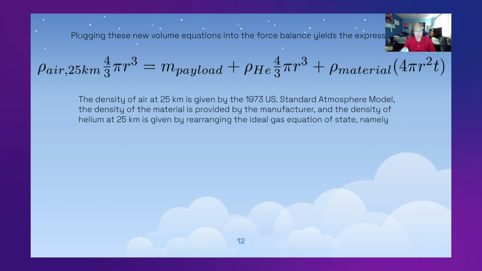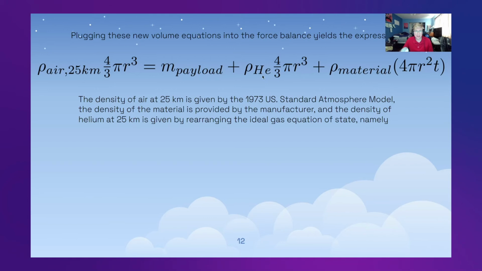The mass of the payload is given to us by the people who hired us. It's 500 kilograms, and then the density of material is given to us by the manufacturer. So we took this from our materials website, and we kind of went for the high end because we knew it was going to change our radius a little bit.